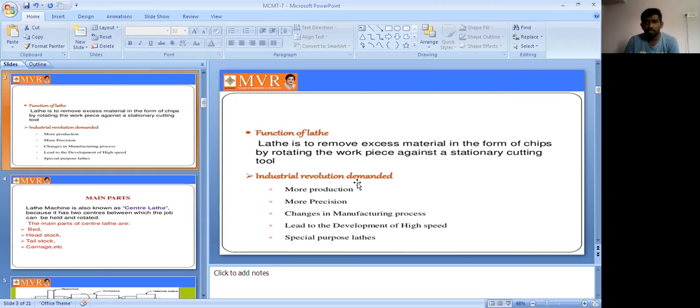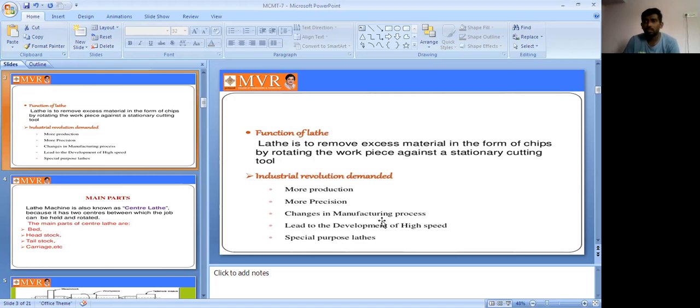What did the industrial revolution demand? Industries have some demands on the lathe machine. What are the demands? More production, more precision, changes in the manufacturing process, different types of operations on the lathe machine, leading to the development of high speed and special purpose lathes.